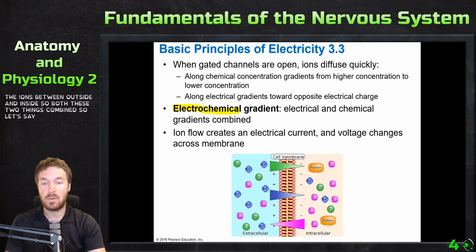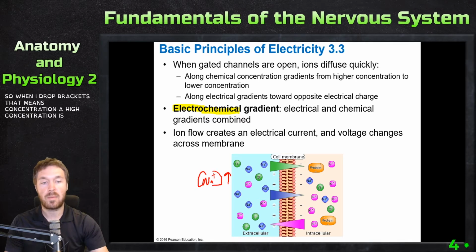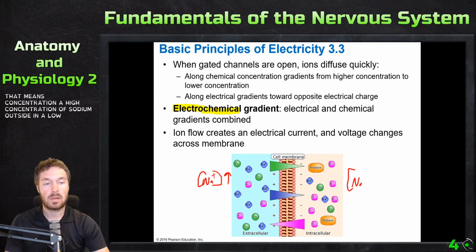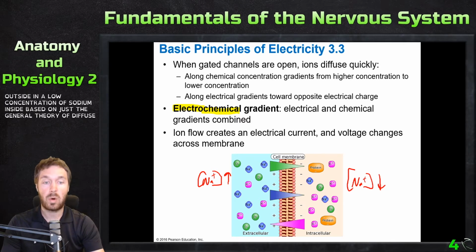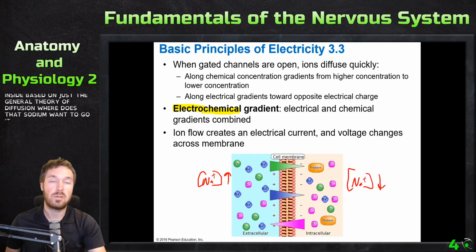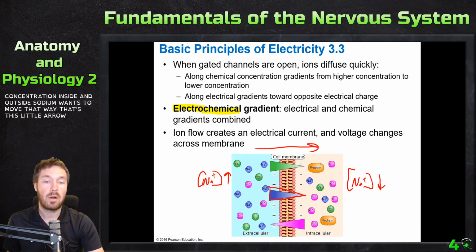So let's say we have a high, when I draw brackets, that means concentration. A high concentration of sodium outside and a low concentration of sodium inside. Based on just the general theory of diffusion, where does that sodium want to go? It wants to balance concentration inside and outside. So sodium wants to move that way. That's this little arrow right here.